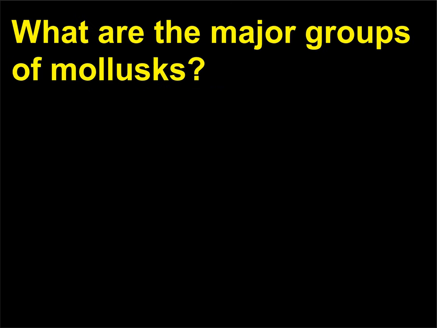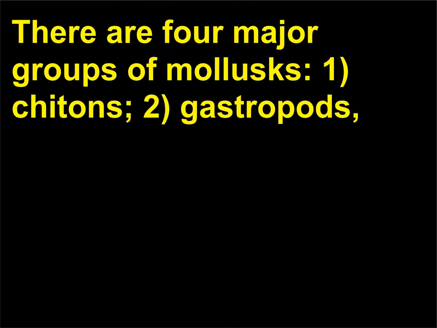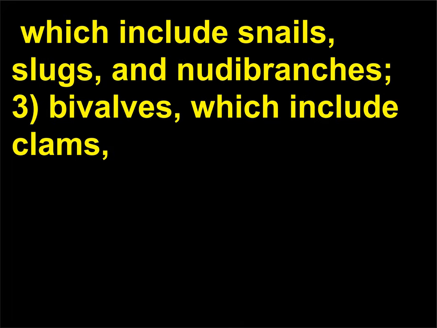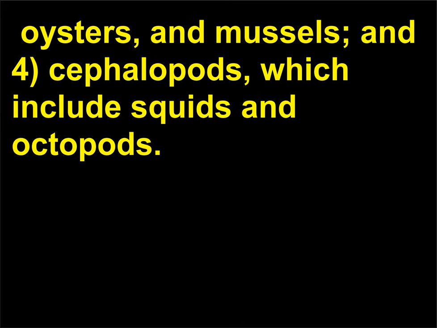What are the major groups of mollusks? There are four major groups of mollusks: 1. Chitons, 2. Gastropods, which includes snails, slugs, and nudibranchs; 3. Bivalves, which include clams, oysters and mussels, and 4. Cephalopods, which include squids and octopods.